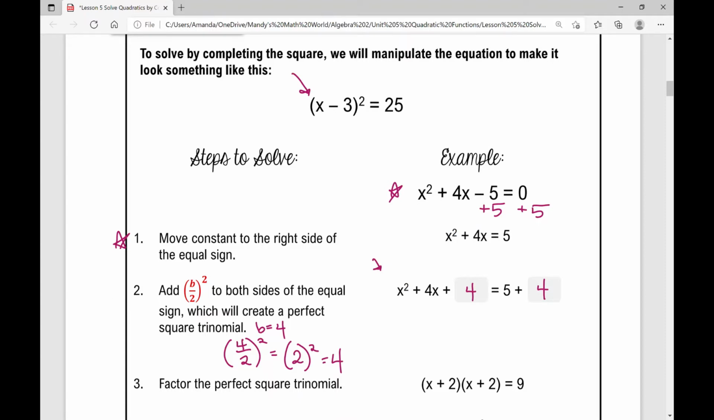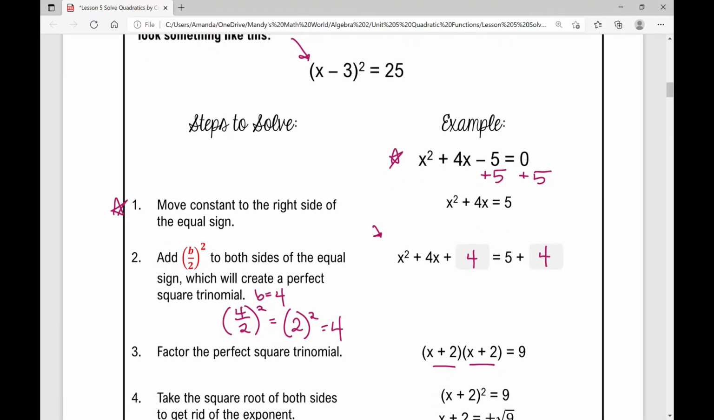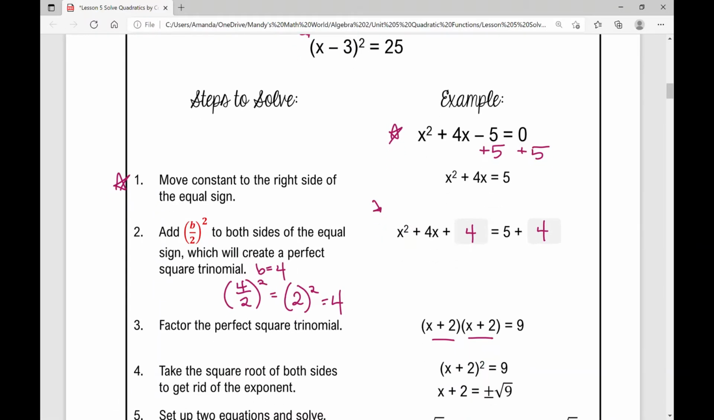What do I mean by perfect square trinomial? I mean x plus 2 times x plus 2, right? That's a perfect square. Those are the same. The binomials are the same. Equals 5 plus 4 is 9. And then we factored that perfect square to get x plus 2 times x plus 2, and I'm going to rewrite it like this. X plus 2 times x plus 2 is x plus 2 squared equals 9. So now that's how we manipulate our equation to make it look like that.